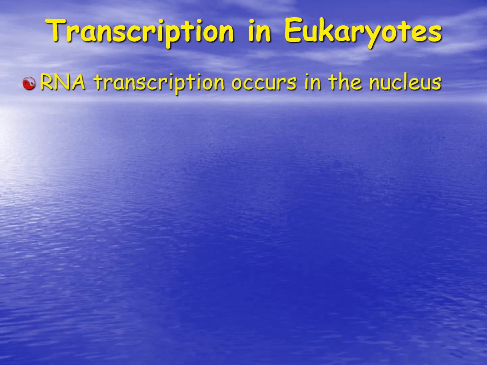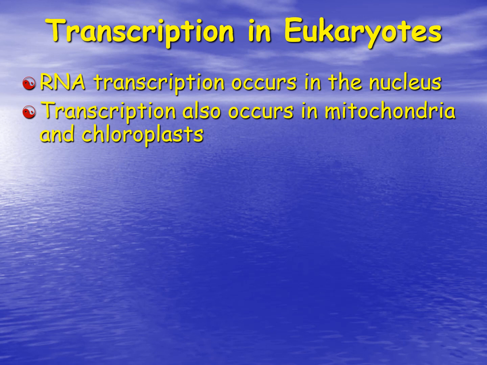Now, once we have done RNA transcription in the nucleus of the eukaryotic cell, it will have to actually be modified. Transcription will also occur in the mitochondria and chloroplasts because they do have DNA. However, the genes contained within the small DNAs of mitochondria and chloroplasts are actually genes for the enzymes of energy production. And so again, these are not going to be replicated during cellular reproduction.